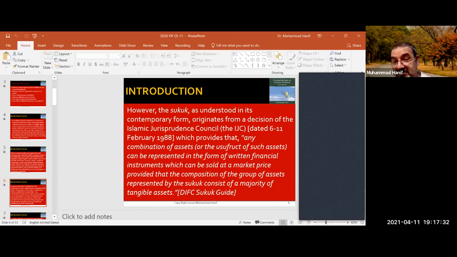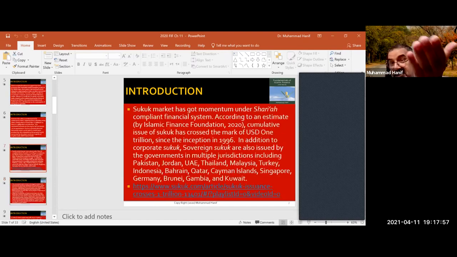So if you are issuing Sukuk, for example, you are selling your building to the investors, it's okay, no problem. But if you have a combination of assets, then the share of real assets should be more than the share of other assets. Majority of tangible assets. Tangible assets, assets which can be seen, like land, building, inventory, they are all tangible assets. Plant and equipment, machinery, transportation, etc. They are all tangible assets.